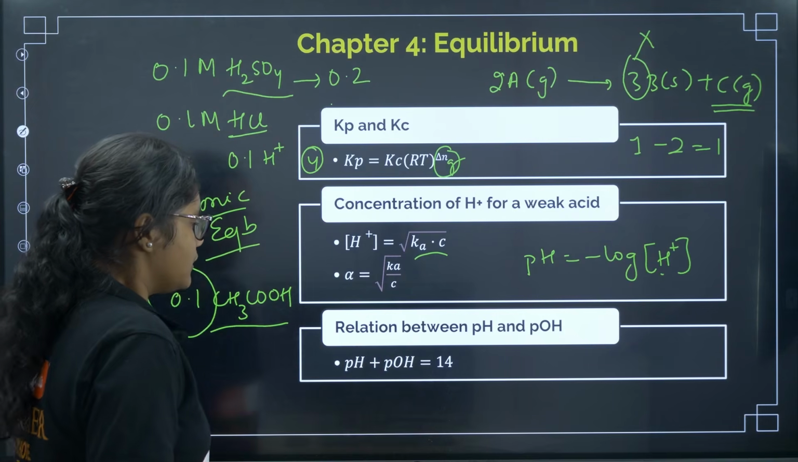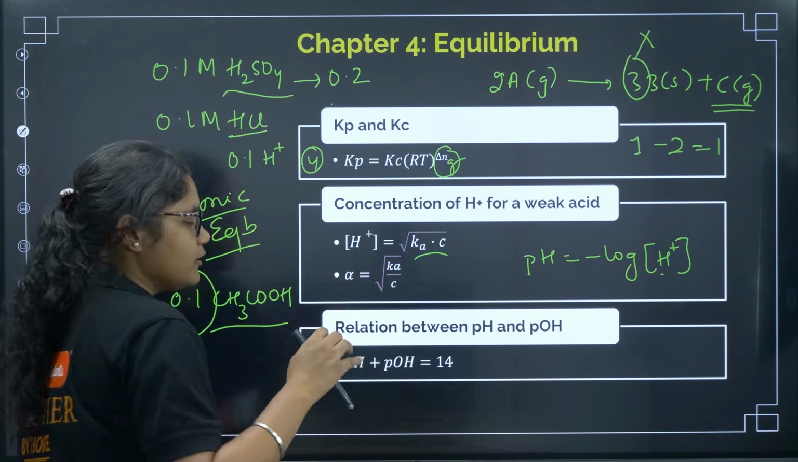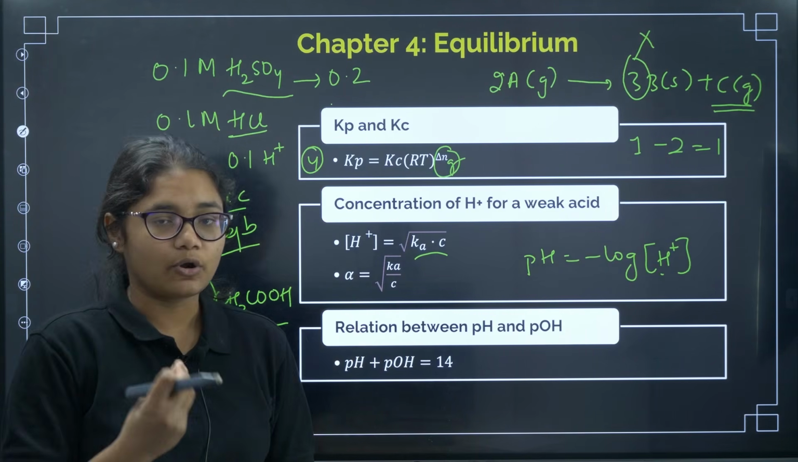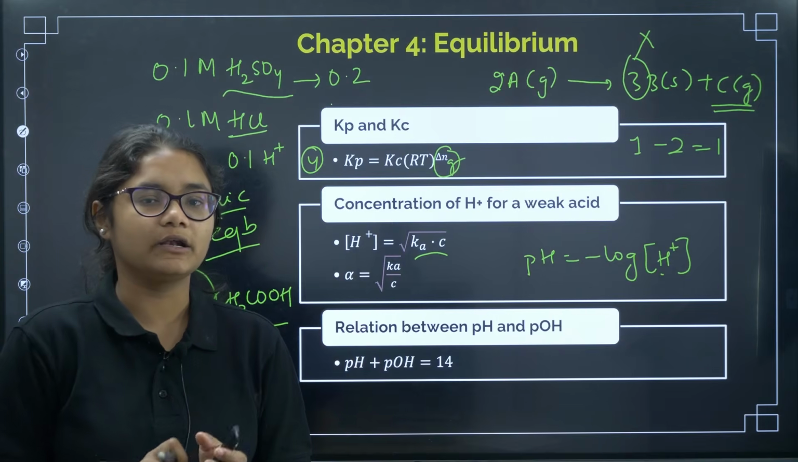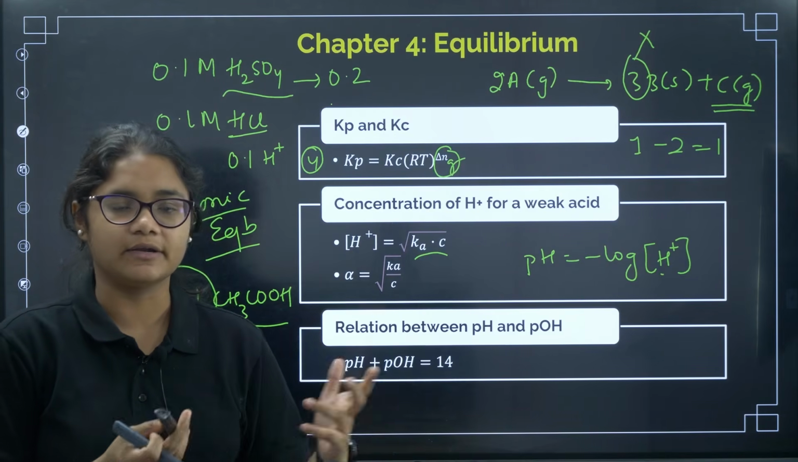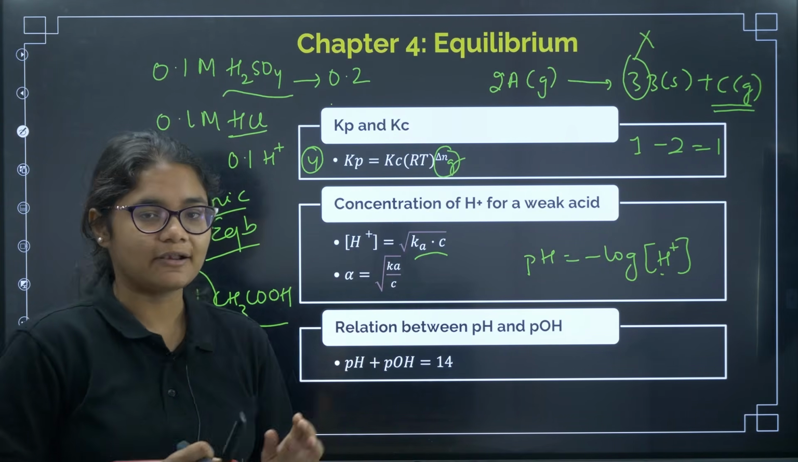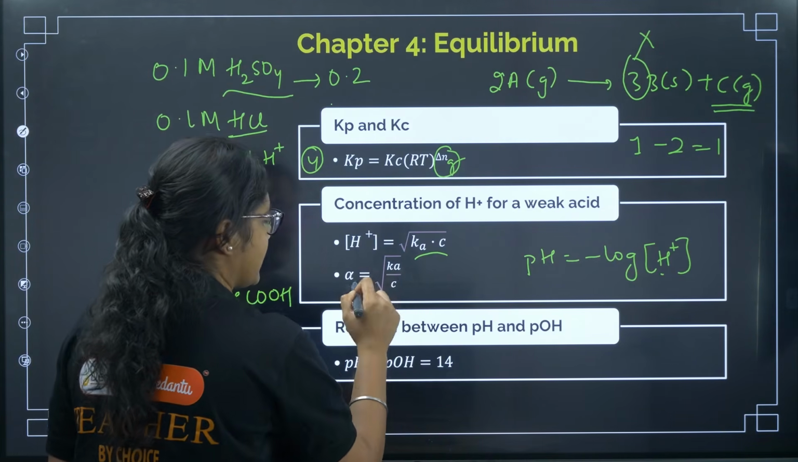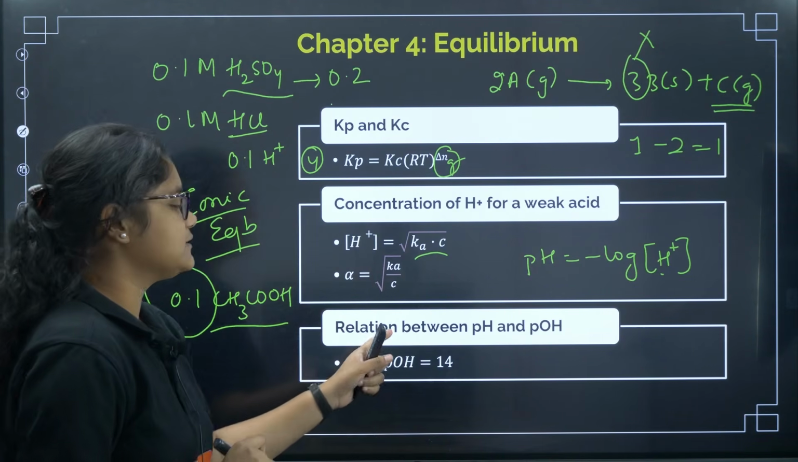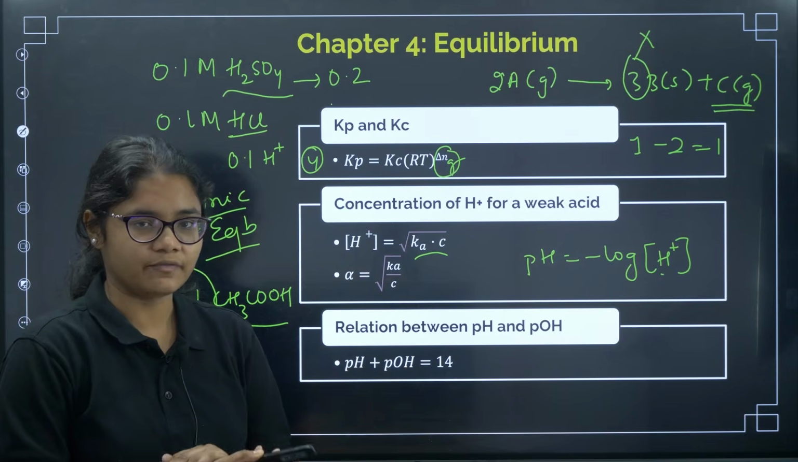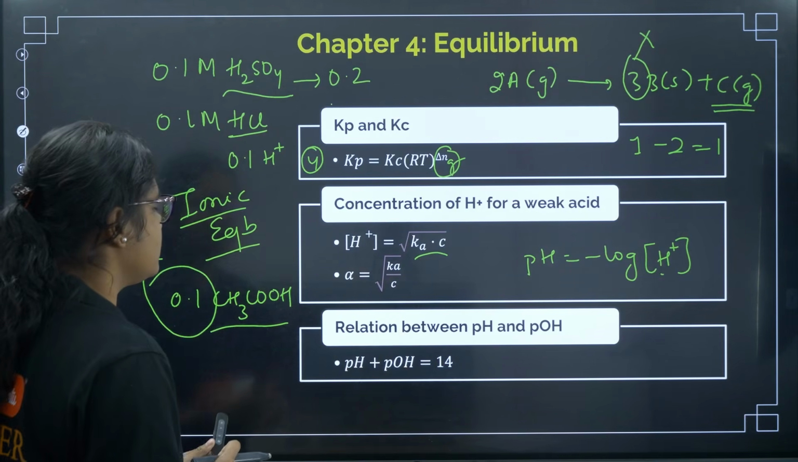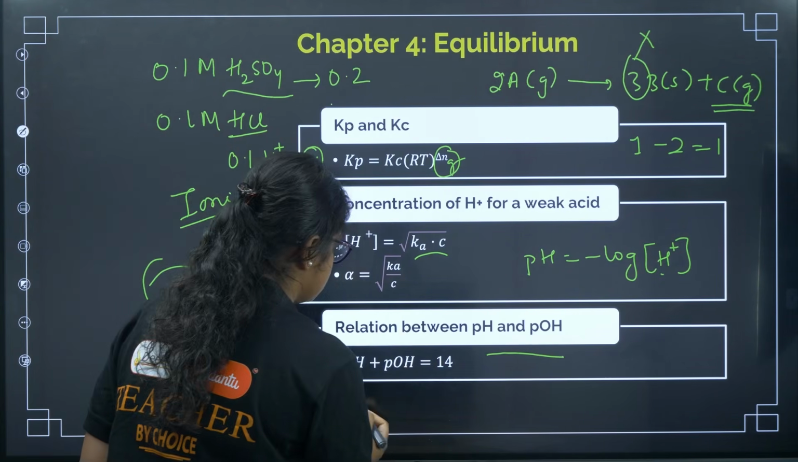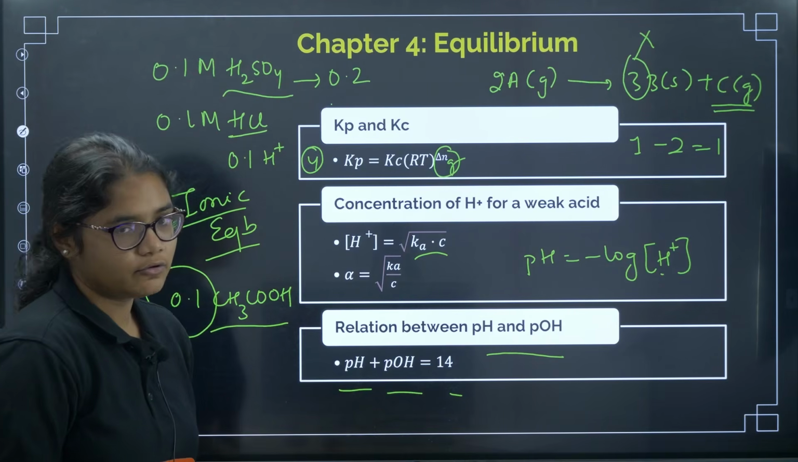Now sometimes they also ask you the degree of dissociation. As I told you, they do not dissociate 100%. So if not 100%, it will be some percent like 40, 30, 20%. So how to calculate the alpha or degree of dissociation? Root over of Ka by C, where Ka is the dissociation constant and C is the concentration of the acid. Okay. Now coming to the relation between pH and pOH. This is very easy. pH plus pOH is equal to 14.